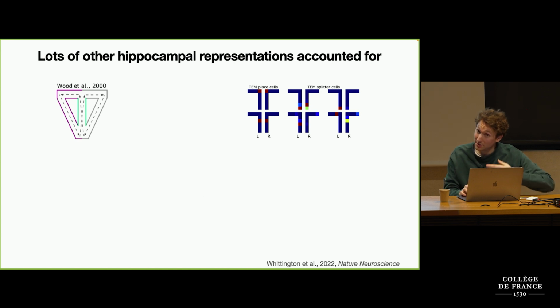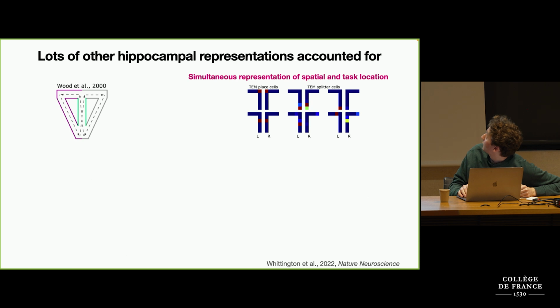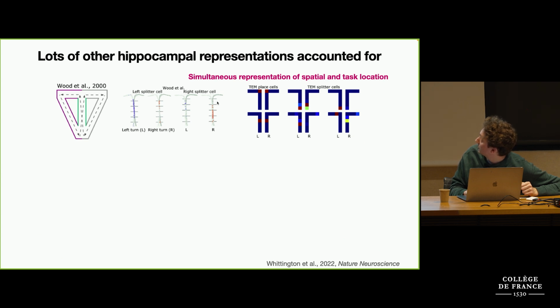Because I need to not only predict the future consequences of space, but I also need to predict the future consequences of whether I'm going left and right. So we need some simultaneous representation of where I am in space and where I am in the task. And that's exactly what's observed in the brain. They do find place cells, I haven't put them here, but they also find cells which distinguish whether this is a left-turning cell, so it fires when I'm going left and doesn't fire when I'm going right. Here's a right-turning cell, which fires when I'm going right and doesn't fire when I'm turning left.